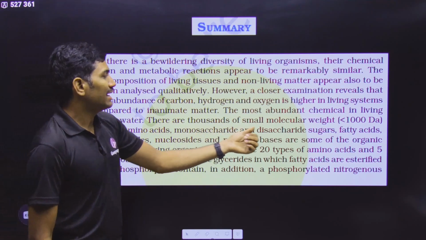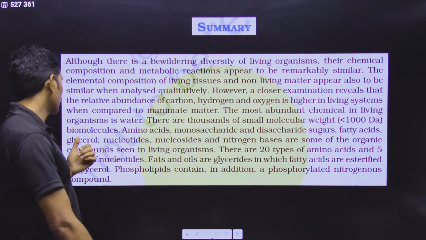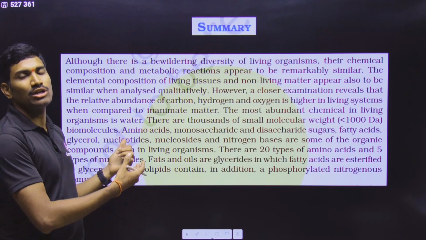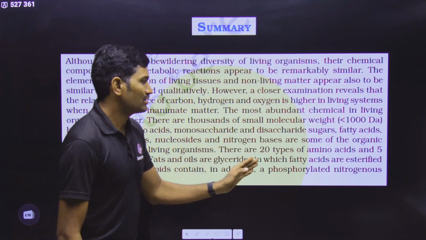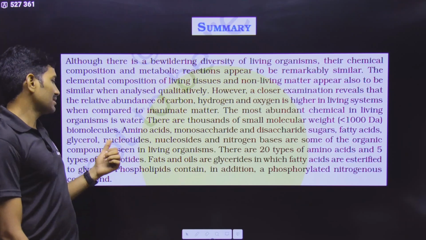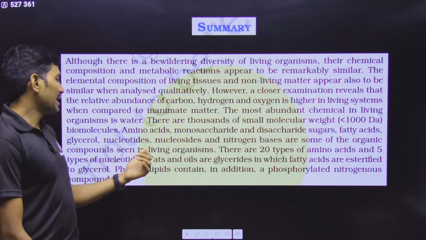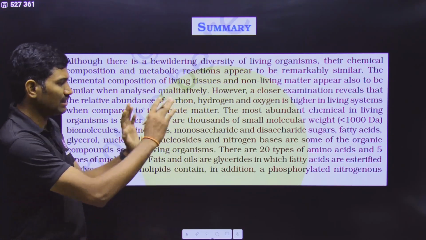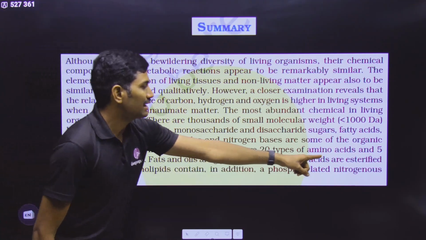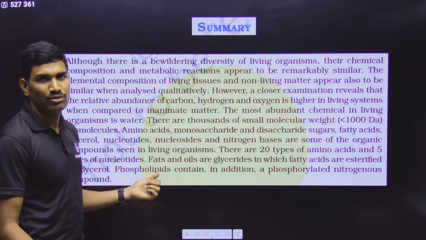Next one. There are thousands of small molecular weight compounds which are having less than 1000 daltons, and they are the biomolecules. So many different types of biomolecules are present. Amino acids, monosaccharides, disaccharides, sugars, fatty acids, glycerol, nucleotides, nucleosides, nitrogenous bases are some of the organic compounds seen in the living organism. So many types of organic compounds are present. Some examples they gave here. There are 20 different types of amino acids and 5 types of nucleotides are present.